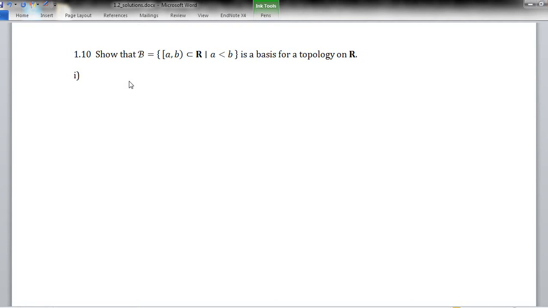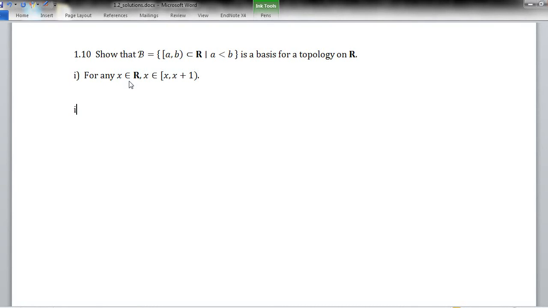So we have to check the two properties. For the first one, we just need to note that for any x in our set, which in this case is a set of real numbers, that x is contained in some basis element. And we have a lot to choose from here. We could, for example, do the interval from x up to x plus your favorite positive real number. How about 1? Okay, and that does it. We've shown that every x in R is contained in some basis element.